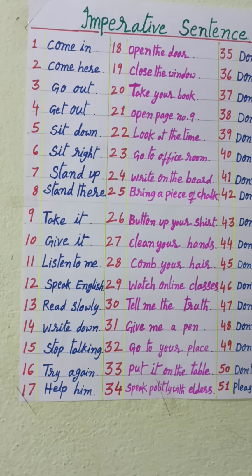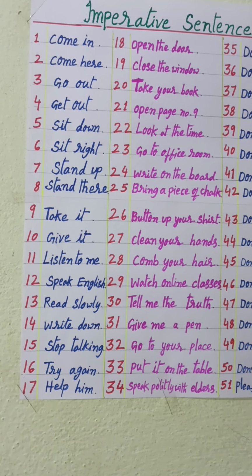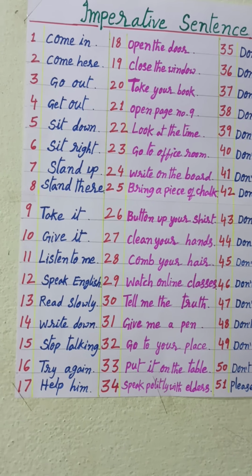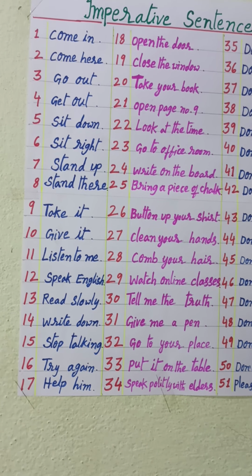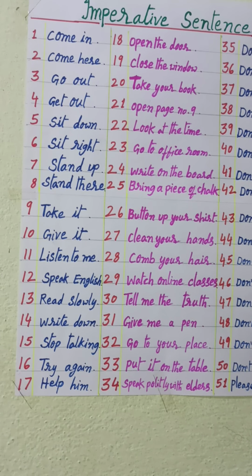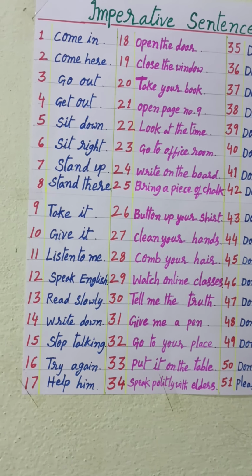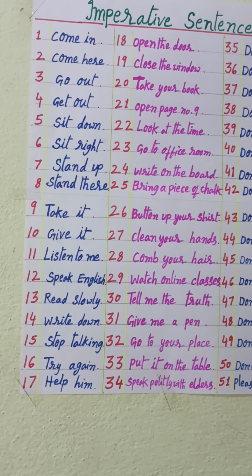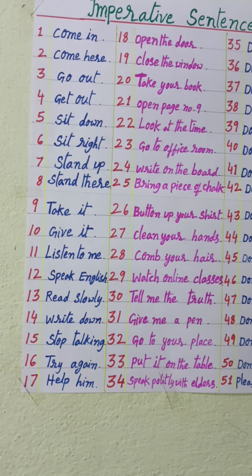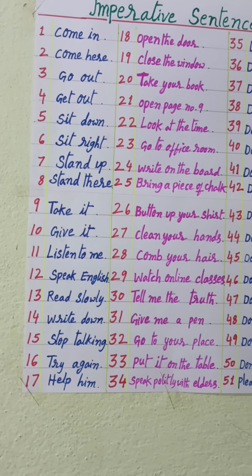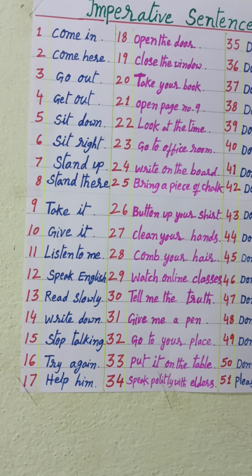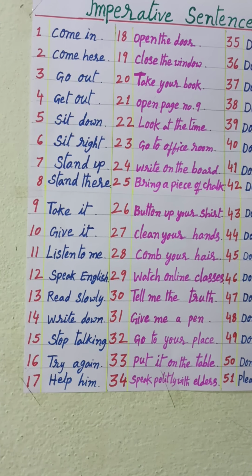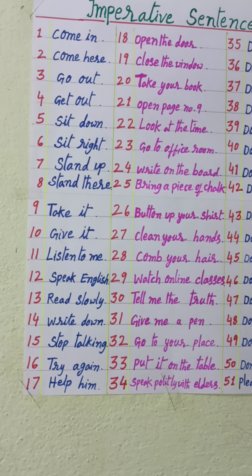Eighth, stand there. Ninth, take it. If we want to write in the place of it, for example, take this book or that book or your book or my book, like that. 10. Give it. Here also in the place of it we write other examples. Give your book, give your pen, take my pen, take this pencil, like that.